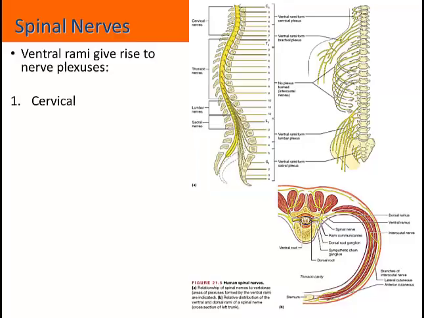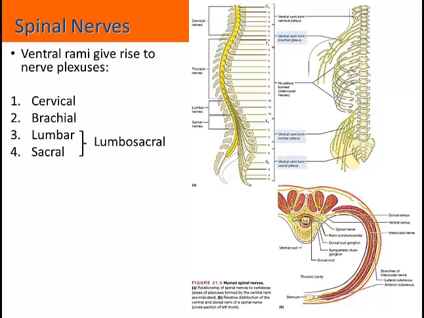The ventral rami of these spinal nerves give rise to 4 nerve plexuses: the cervical, brachial, lumbar, and sacral plexuses. Oftentimes you'll see the lumbar and the sacral discussed together as the lumbosacral plexus. And you see here that the ventral rami again give rise to these branches. And so the brachial plexus serving the upper limb, and the lumbar and the sacral plexuses serving the lower limb.